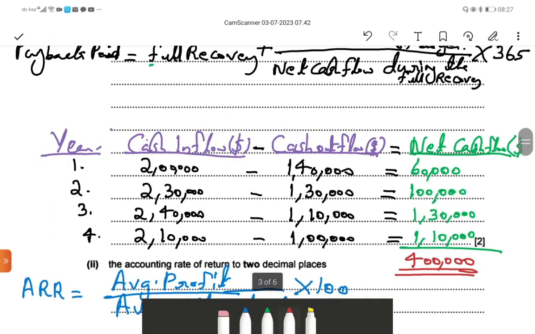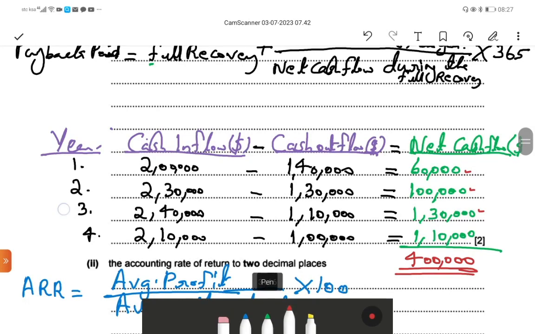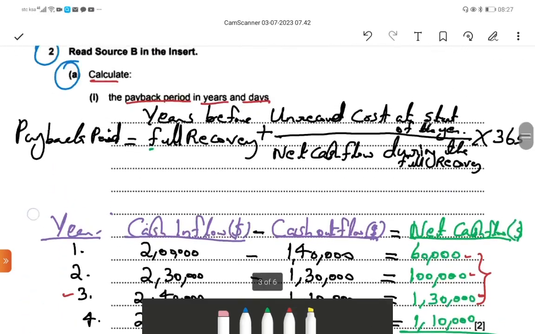Here, year 1, 60,000 plus 100,000 is 160,000, plus 130,000 is 290,000. But we have to recover 300,000. The next year is 110,000, so we can take the remaining 10,000 from the fourth year. So the year before recovering the cost is year 3, where we have a total of 290,000.